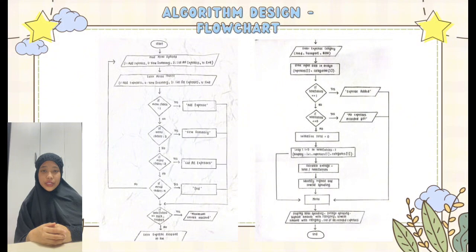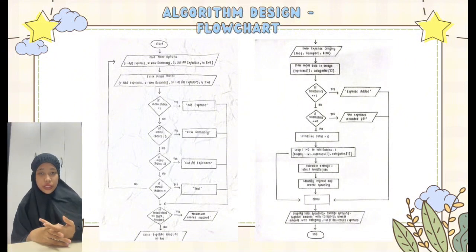Now I will present the flowchart of our system. The flow starts with a menu display where the user chooses 1. To add expense, 2. To view summary, 3. To list all expenses, and 4. To exit. Each of these options is represented as a decision in the flowchart.